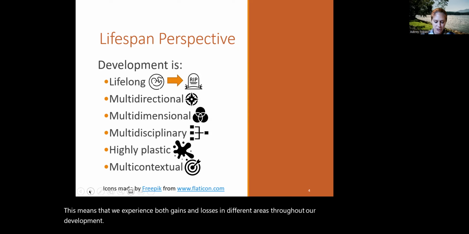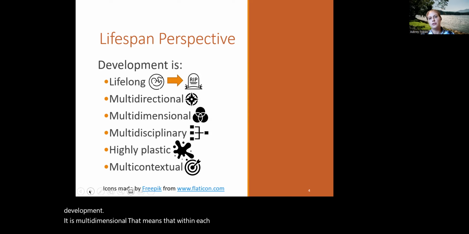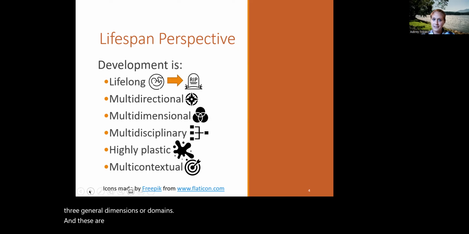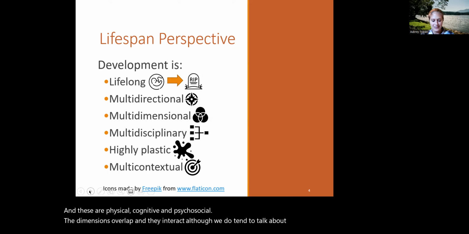It is multidimensional. That means that within each period of development, change occurs in three general dimensions or domains. And these are physical, cognitive, and psychosocial. The dimensions overlap and they interact, although we do tend to talk about them separately for the sake of clarity.